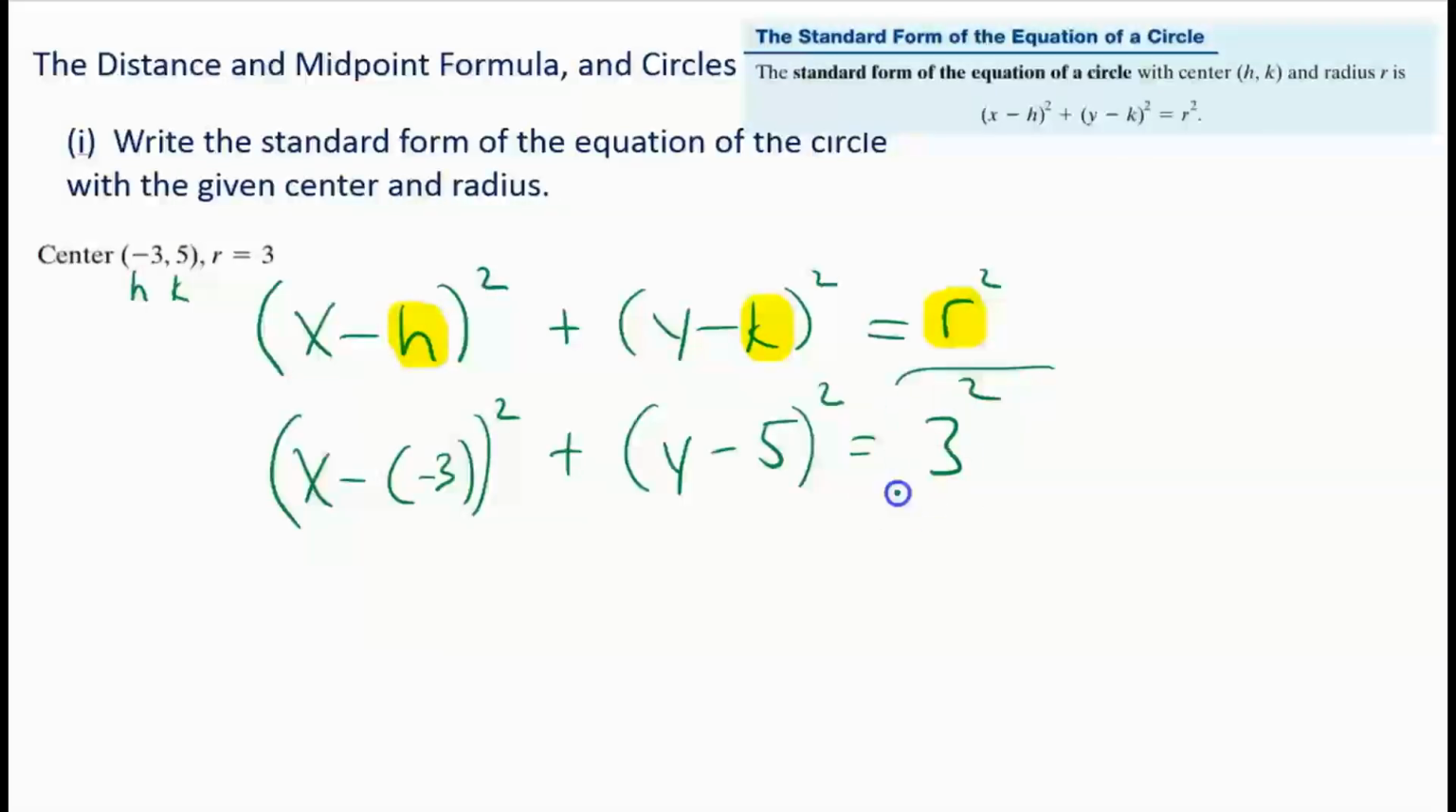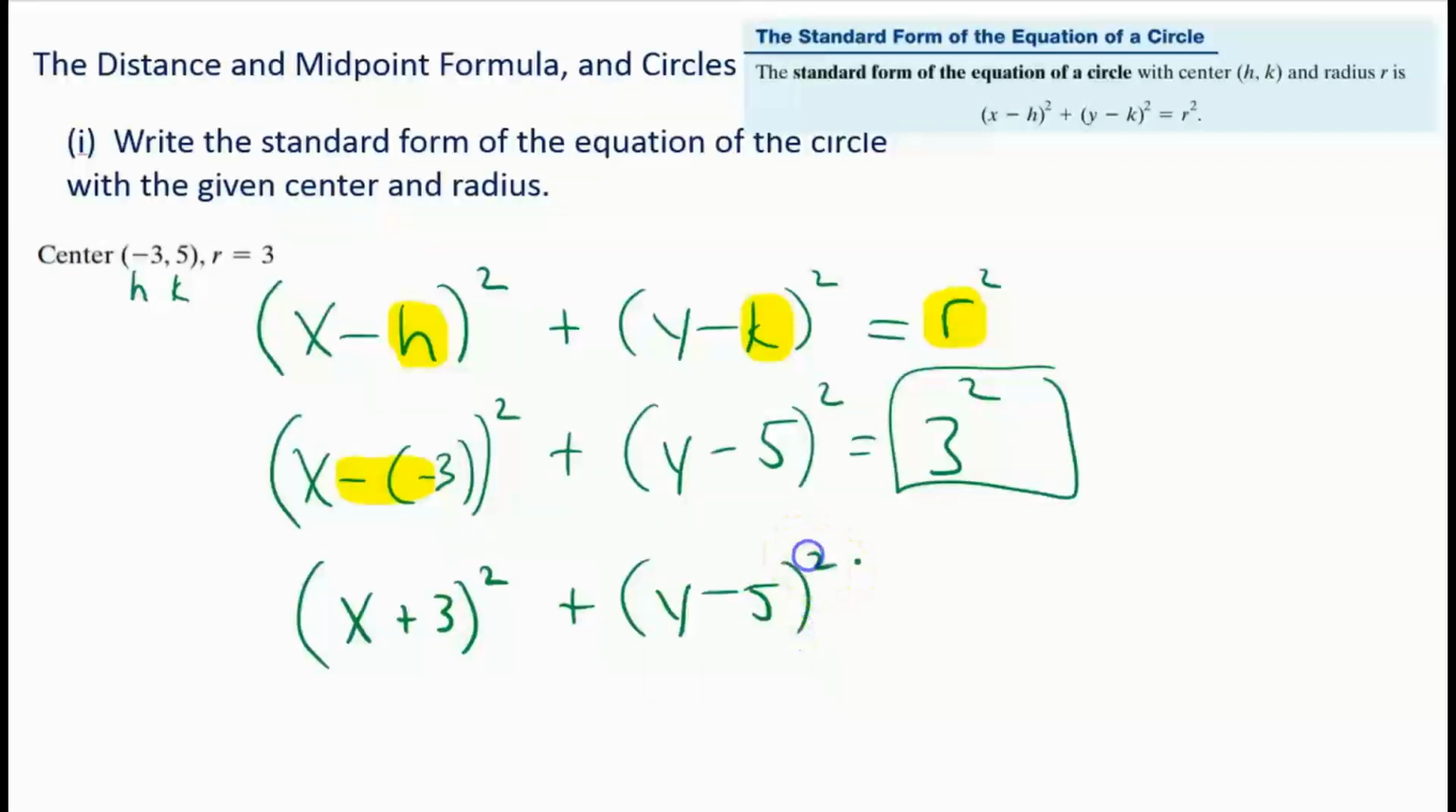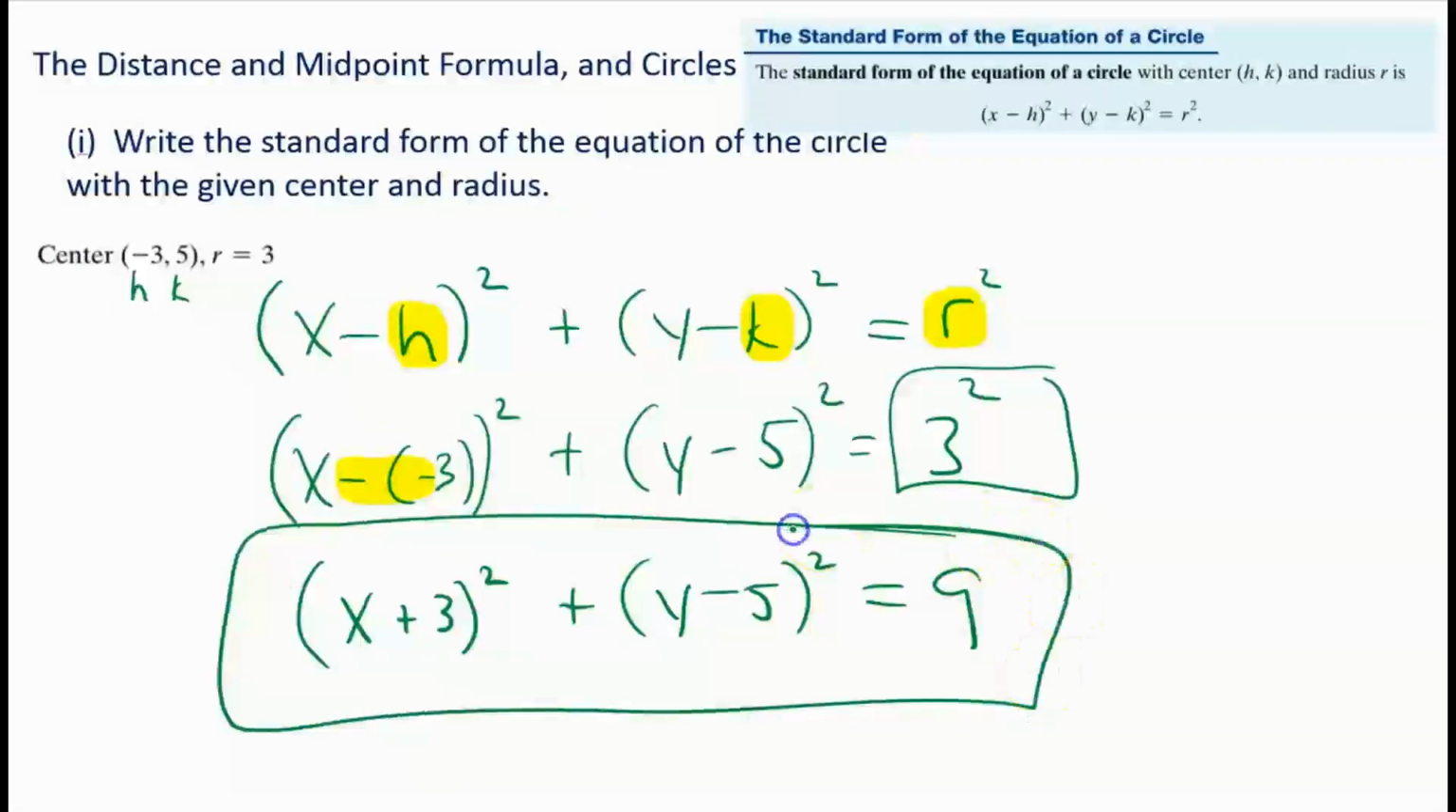We already talked about you need to square the 3 to get 9. But also, whenever you have the two negatives in here like that, don't leave it like that. You need to go ahead and say that's plus. Now, past that, you don't have to do anything else. So this will be x plus 3 squared plus y minus 5 squared is equal to 9. And that is standard form for the equation of a circle.